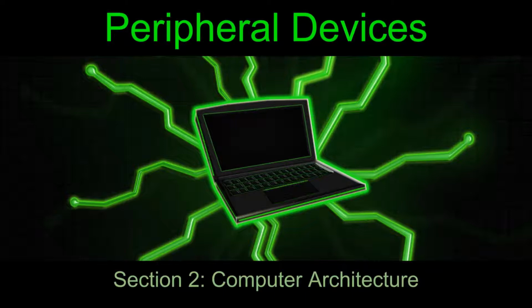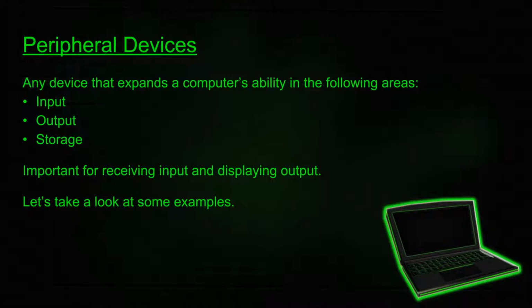A peripheral device expands a computer's ability in one of the following areas: input, output, or storage. Without peripheral devices, the computer would not be able to interact with the user and vice versa. These devices allow us to give input to the computer and get output. The monitor, mouse, keyboard, speakers, and printer are all examples of peripheral devices.